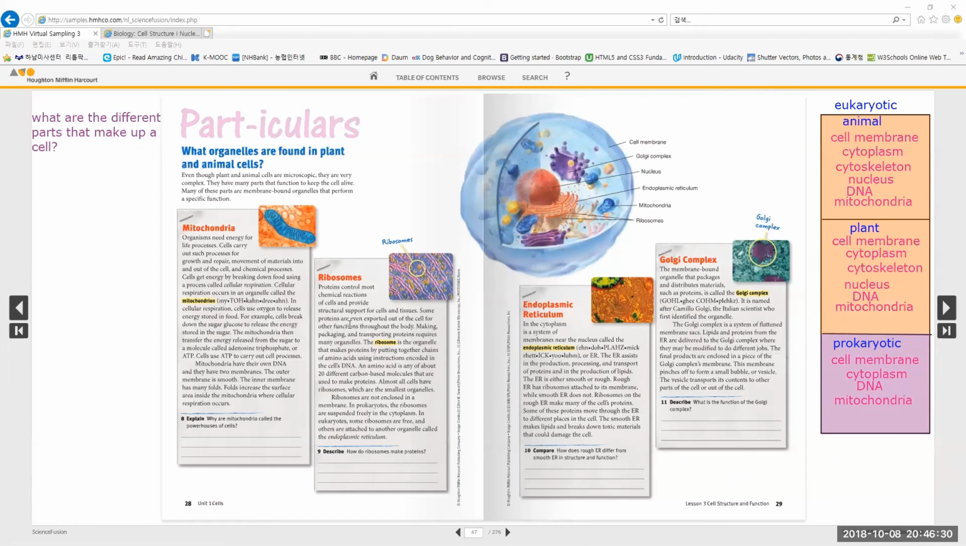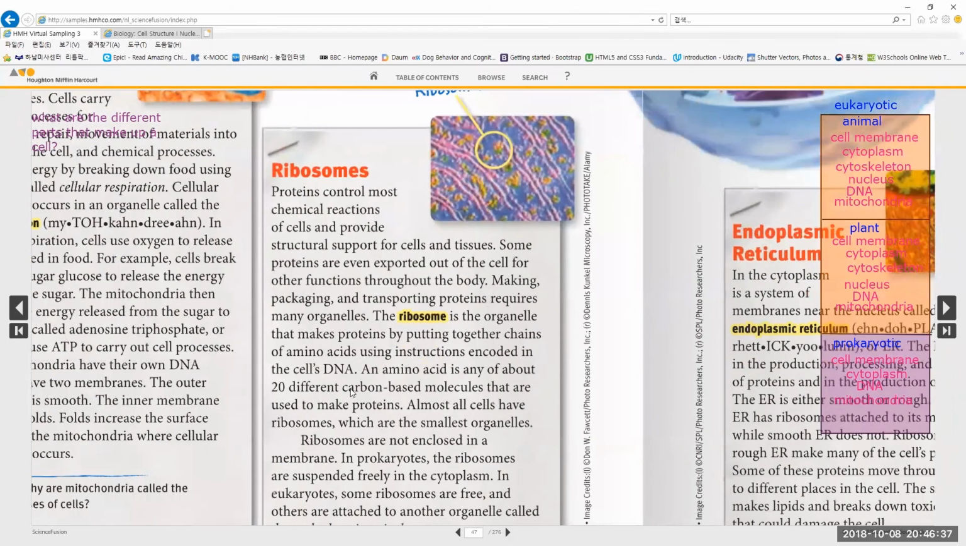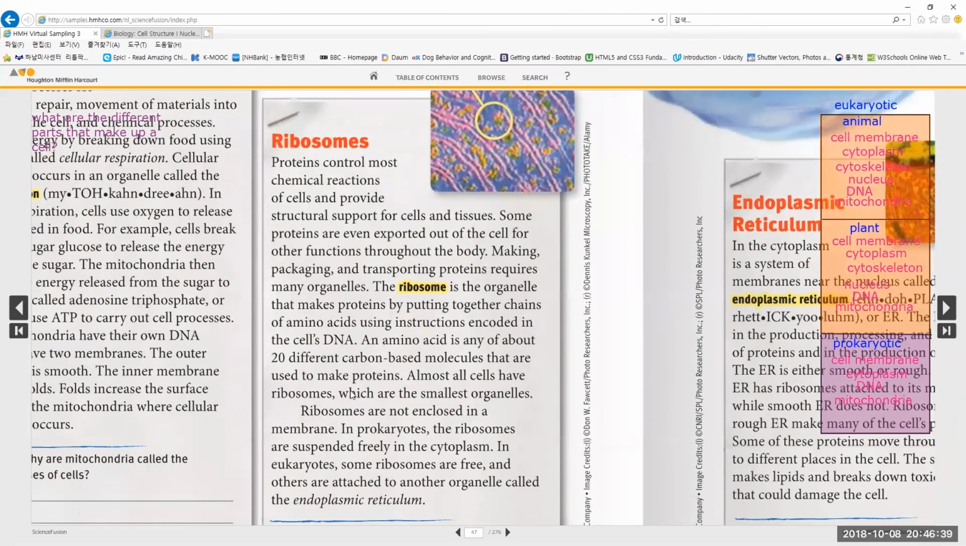Ribosomes. Proteins control most chemical reactions of cells and provide structural support for cells and tissues. Some proteins are even exported out of the cell for other functions throughout the body. Making, packaging, and transporting proteins require many organelles. The ribosome is the organelle that makes protein by putting together chains of amino acids using instructions encoded in the cell's DNA.